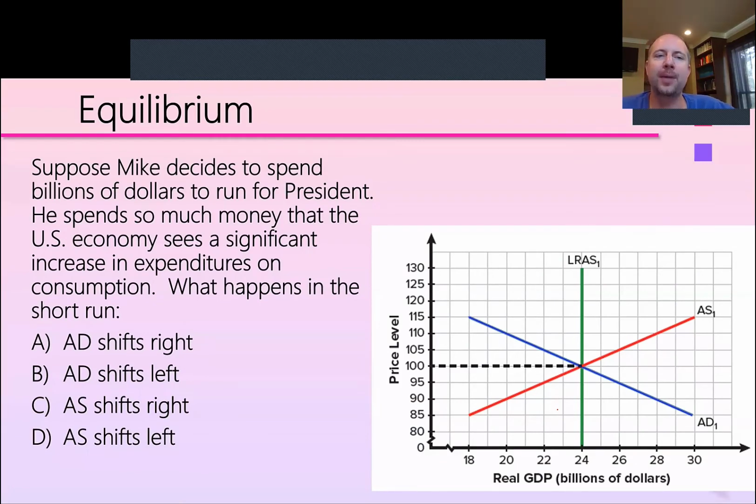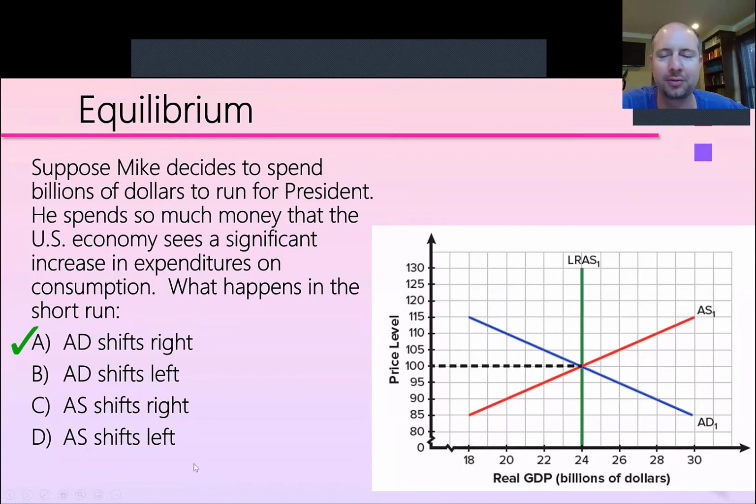First question, suppose Mike decides to spend billions of dollars to run for president. He spends so much money that the US economy sees a significant increase in expenditures on consumption. What happens in the short run? It shifts to the right. Consumption is a component of aggregate demand. So when consumption increases, aggregate demand increases. So animation, I'll show that again. Aggregate demand shifts to the right.